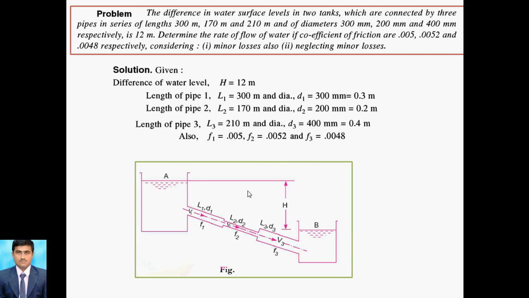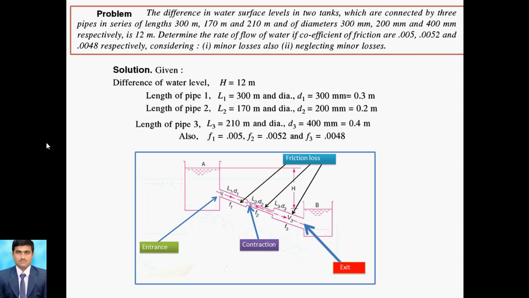So first we are considering all the types of losses. First is the entrance loss, then friction, then here contraction, then again friction, then expansion, then again friction, and at the end the exit. So all these losses we are computing like this. This is the figure we are computing: entrance, contraction, friction, friction and exit. So these are the losses we are considering.